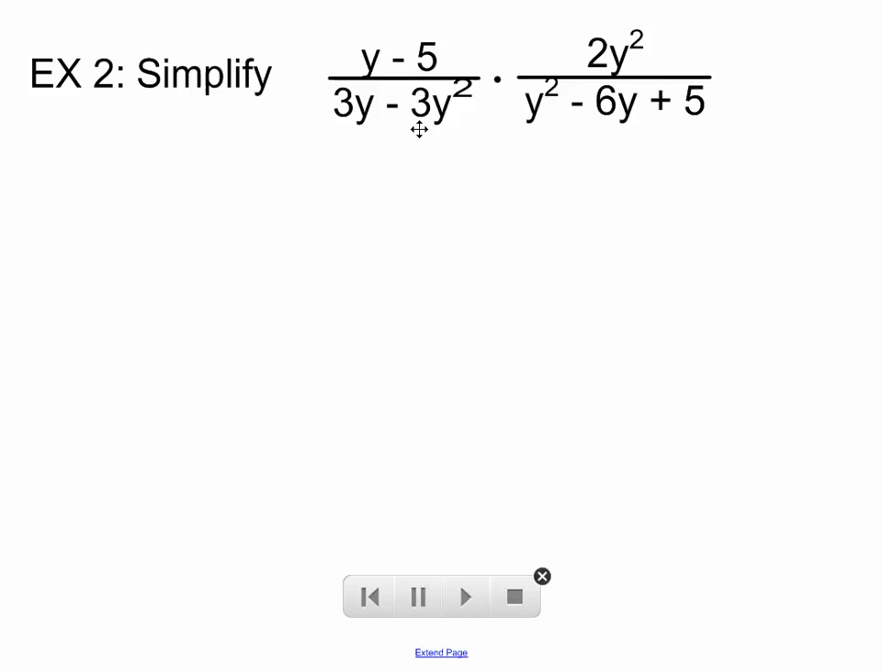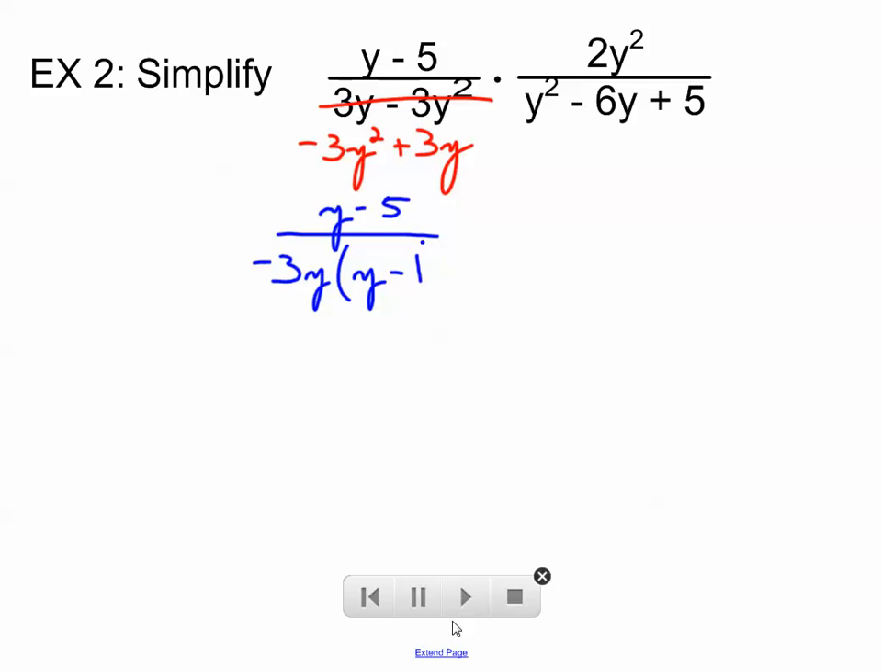So, well, the first thing I'm looking at here is this numerator. I think we might be best to rewrite that as negative 3y squared plus 3y. Just putting it in standard form, that might help us later. Okay, so we've got y minus 5 on the top of the first fraction. I'm going to factor out a negative 3y out of the denominator of the second. So negative 3y times y would be negative 3y squared, and negative 3y times negative 1 would be positive 3y.